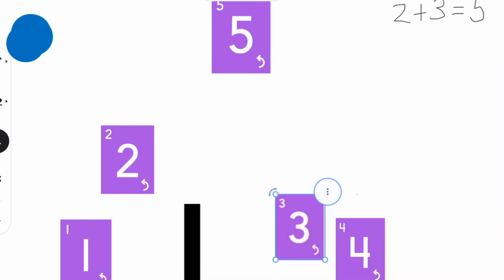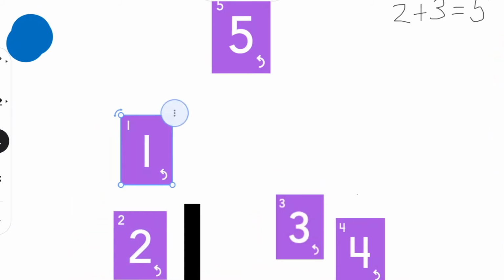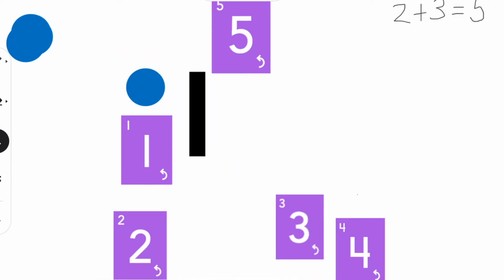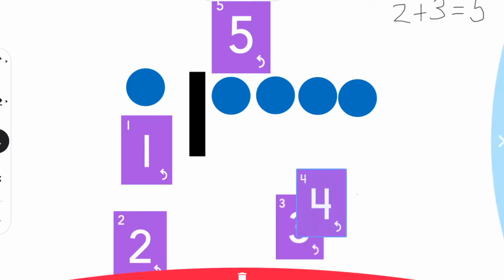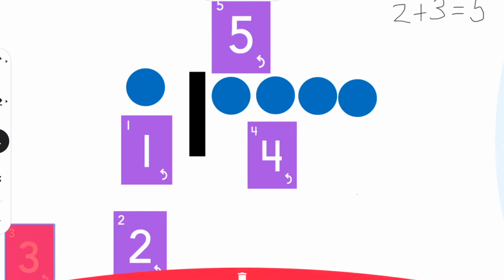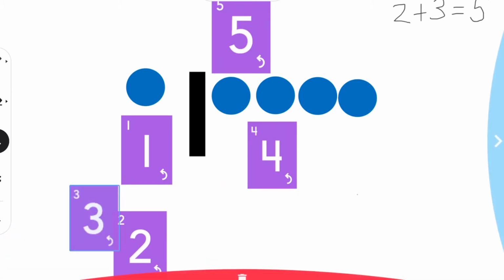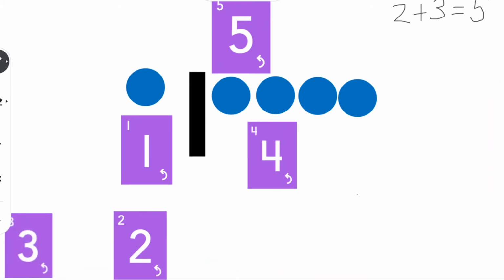So if I have the number 5, let's start out with the number 1. So count with me, just one circle, 1. I'm going to put up my bar line so I know where it separates them. Now let's keep adding on. So I have 1, 2, 3, 4, 5. Let's count how many circles are on this side for that new number. 1, 2, 3, 4. So I'm going to drag up my number 4. Awesome. So I have 1. I'm going to write my equation. 1 plus 4 equals 5.